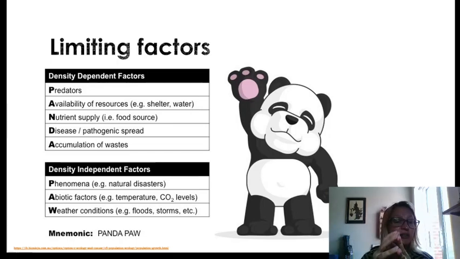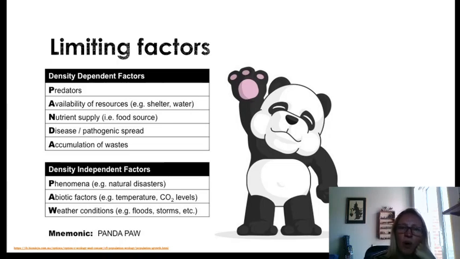So this is the mnemonic from the Bio Ninja website, which is a revision website, which is really good. And they've got this PANDA PAW. So the PANDA: predator, availability of resources, nutrient supply, disease, accumulation of waste, the density dependent factors, and PAW: phenomena, abiotic factors, and weather conditions for the density independent factors.